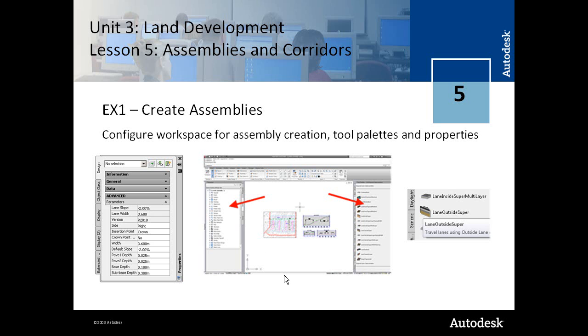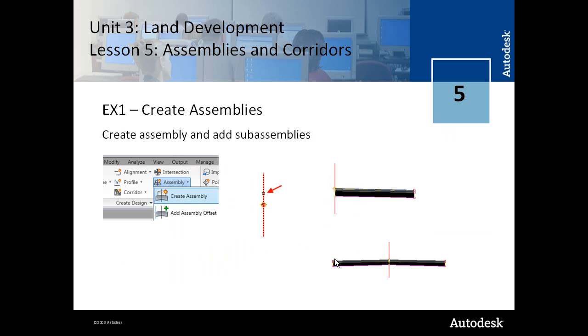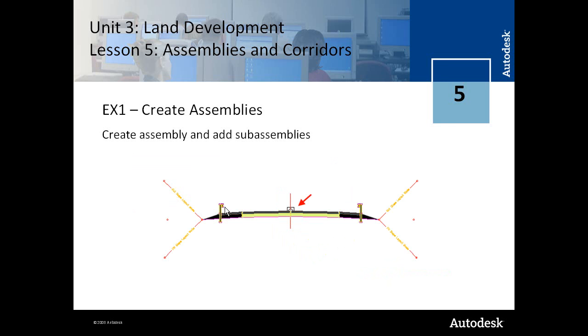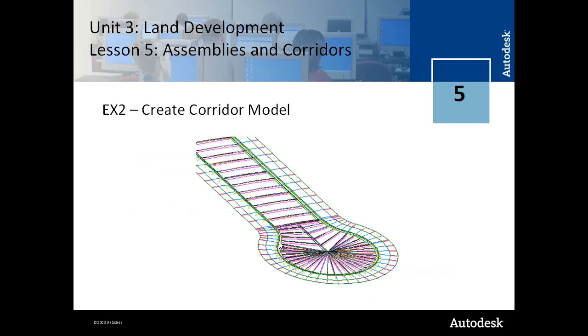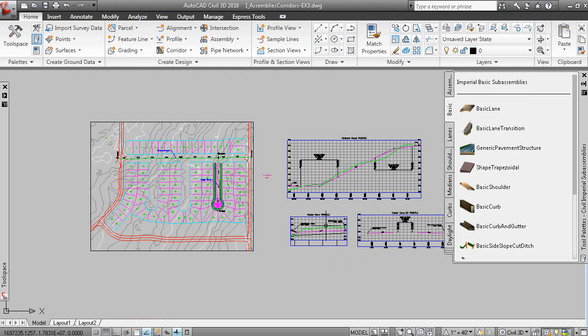When you're working in Civil 3D, sometimes it's nice to configure a workspace that shows your tool palette and AutoCAD properties windows. These are what you require for creating an assembly. We'll go through that. And when you create an assembly, you insert the assembly into the drawing, and then you add the individual subassemblies to eventually end up with this model of a typical cross-section. So let's have a look.